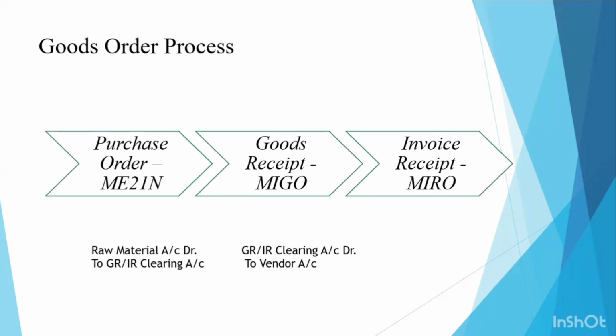But this is an order, this is a request, or information you can say, to the supplier that we want to purchase this quantity from you. Okay, so at this very point in time, when you create a purchase order in ME21N, that's the T code, no accounting entry gets generated.